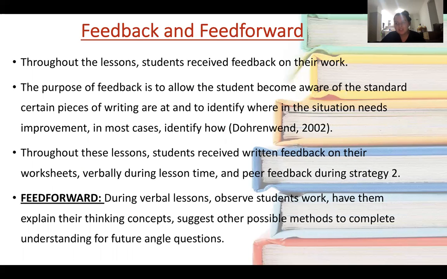Throughout these lessons, students received written feedback on their worksheets, verbal feedback during lesson time, and peer feedback during strategy 2. I used feed forward during my verbal feedback. I observed students' work. I had them explain their thinking processes on how they were working out their angles, and I suggested other possible methods they could use for future angle questions.